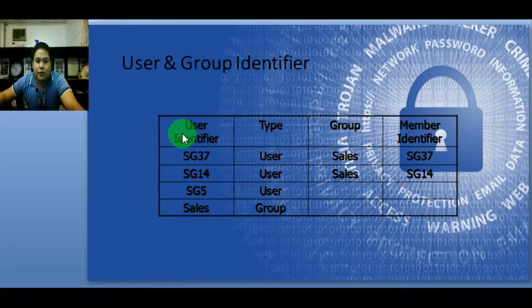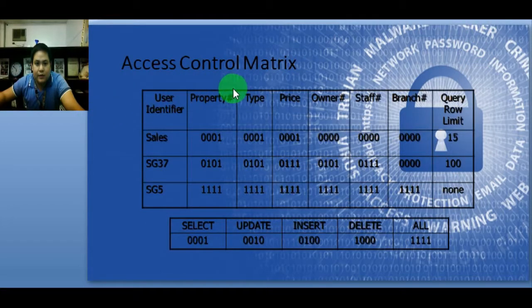Then this table shows you the difference between user and group identifiers. In the table, SG37, SG14, and SG5 are identified as users, while Sales, on the other hand, is a group. This access control matrix table shows how someone can control which users or groups can access certain things. Assigning binary codes will help you to limit users and groups to certain types of access.